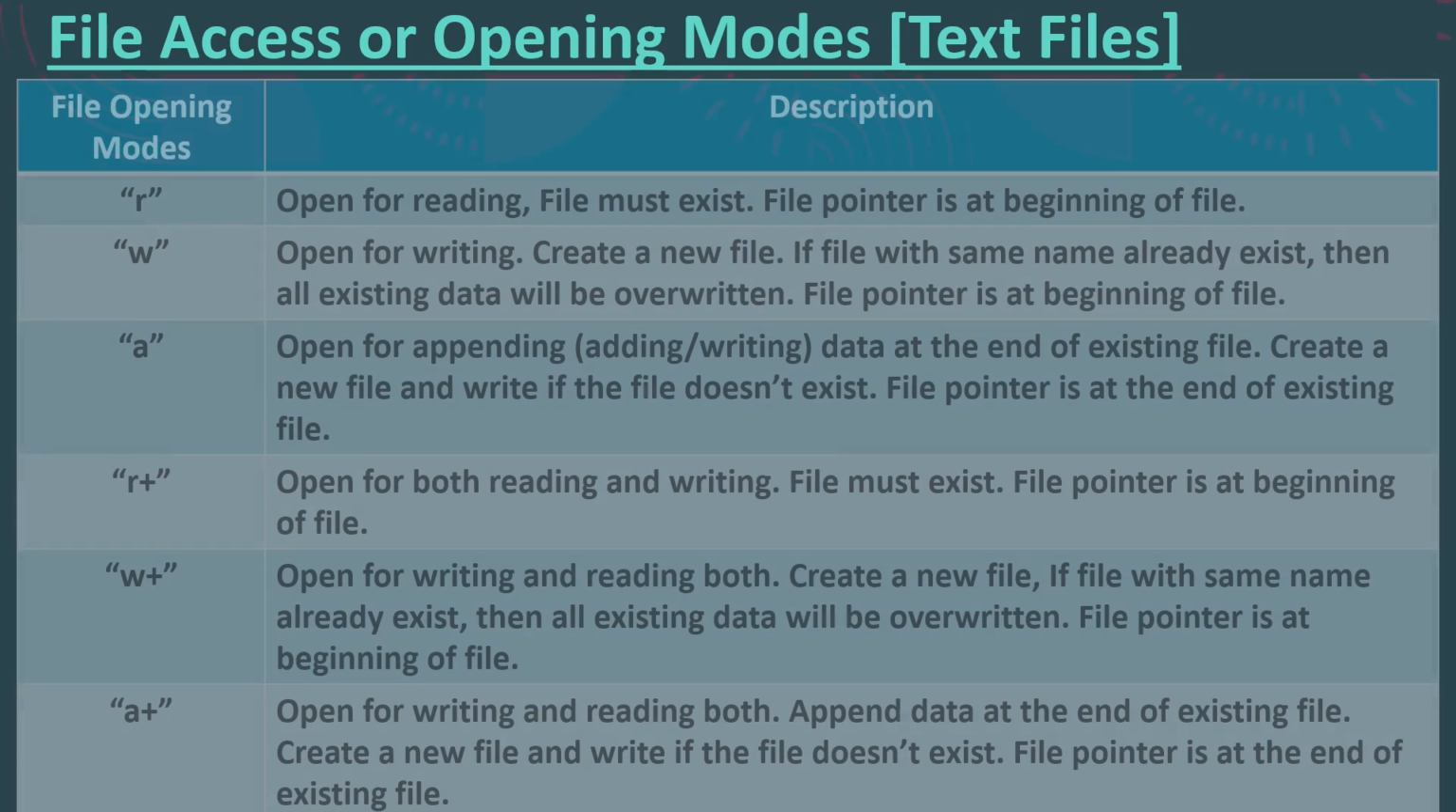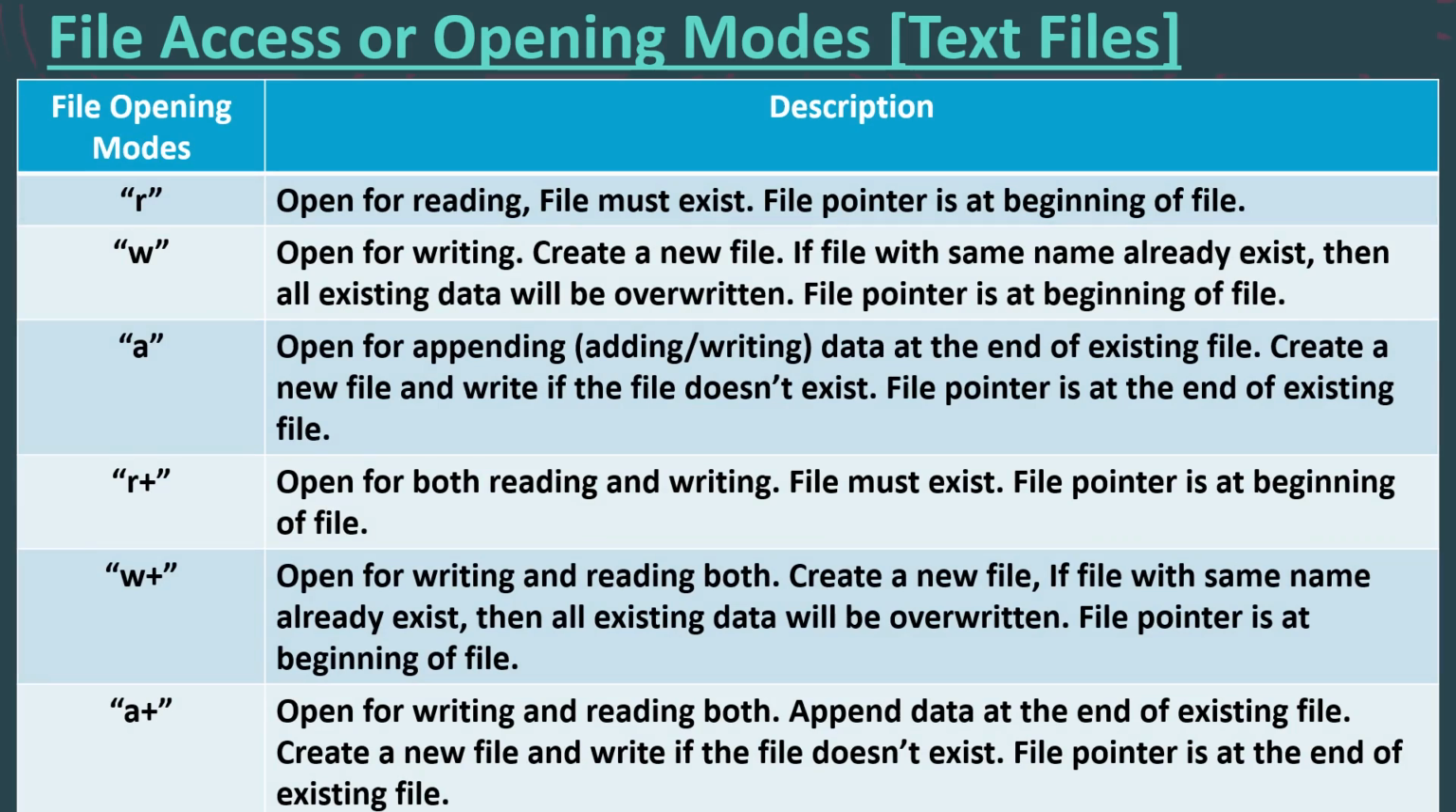Now let us discuss all the file access or opening modes of text files. You know all this already. As you know, if the opening mode is r, that means the file will be opened in reading mode. But for that, the file should exist. So there should be a file with that particular name present in your system. And the pointer will point to the beginning of the file once the file is opened in read mode. The next opening mode is w. Here the file will be open for writing, and if the file does not exist, then it will create a new file.